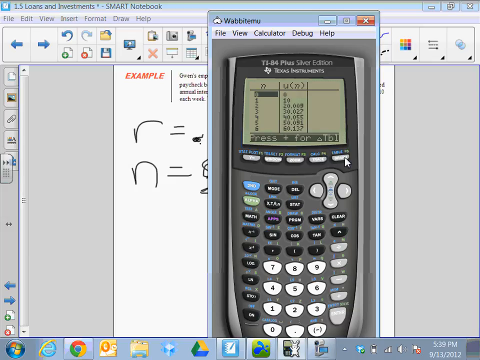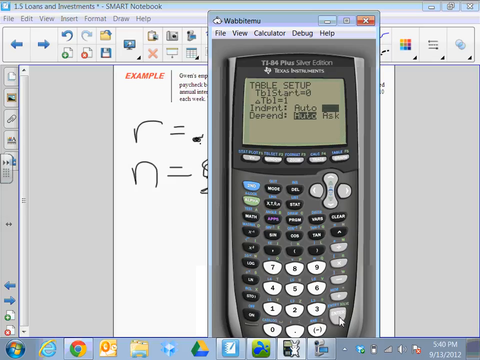Now, we would have to scroll down pretty far to get to 5 years because that's over, let's see, 52 weeks times 5 years. That's a long time. It's like 260 weeks. So we could scroll down to 260 weeks. Or what you can do with your table is go to second table set. That's above window. So second window. That takes you into the table setup screen. And if you go down to independent, hope you're following here. If not, again, pause, take a breath, rewind, check it out again. We're going to go down to independent and go right and put it on ask.